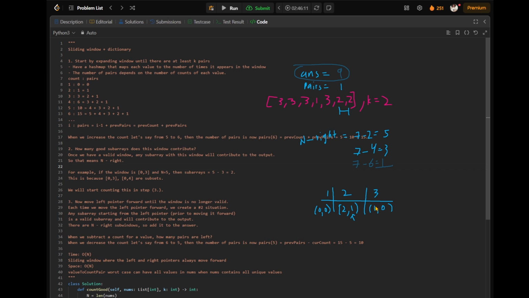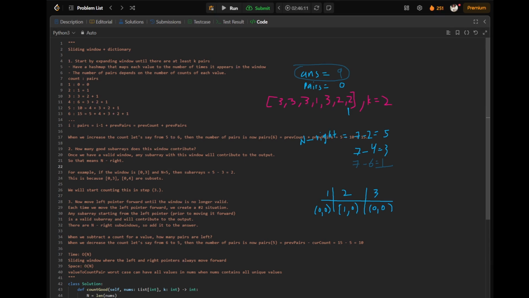We lose the 3, so this 1 becomes 0, and there's no change in pairs, so the pair is still 1. Remove the 2, so now the right and left are both here, and we get rid of 1 2, so this pair becomes 0, and we have 1 2 here. So this updated from 1 to 0, therefore the pairs are 0 in this window.